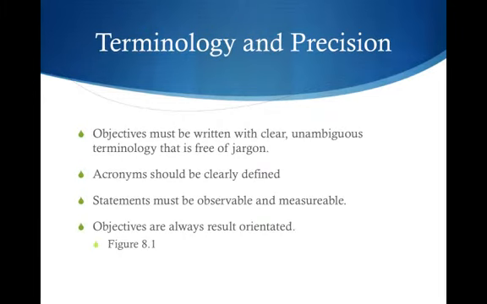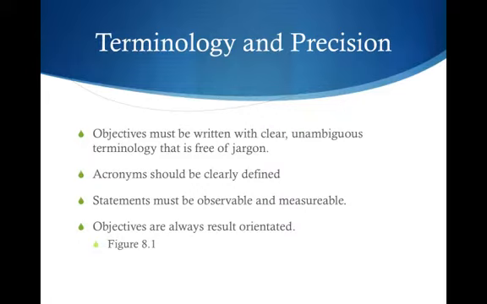Terminology and precision. Objectives must be written with clear, unambiguous terminology that is free of jargon. We can't use 10 codes, very simply. They need to be clear and concise for our ability to communicate. Acronyms should be clearly defined. Statements must be observable and measurable. So if you cannot view or easily see this statement or measure this statement, then it's probably not a good one.